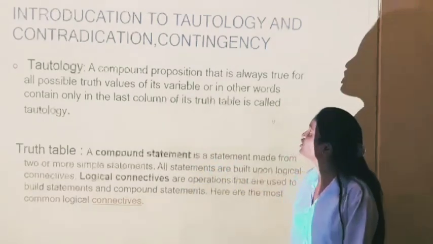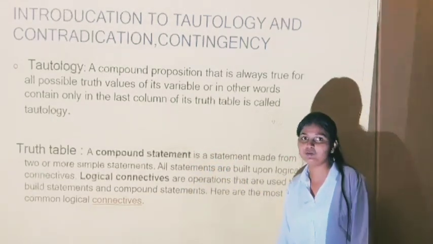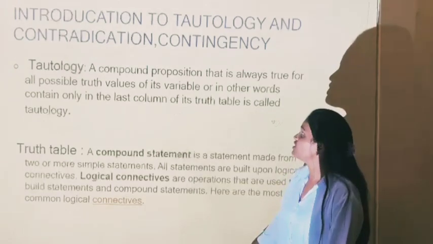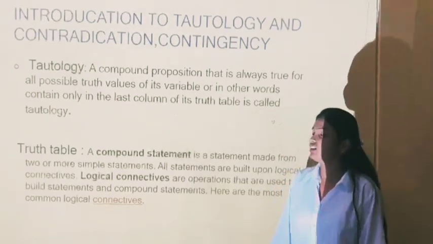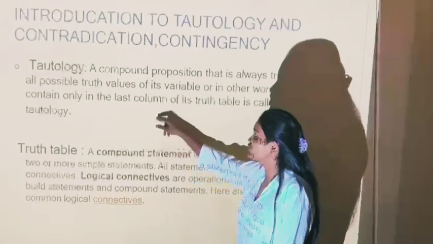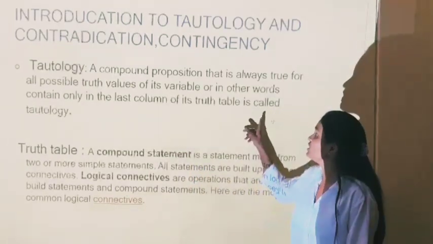Tautology: a compound proposition that is always true for all possible values of its variables. In other words, if it contains only T in the last column of its truth table, it is called a tautology.